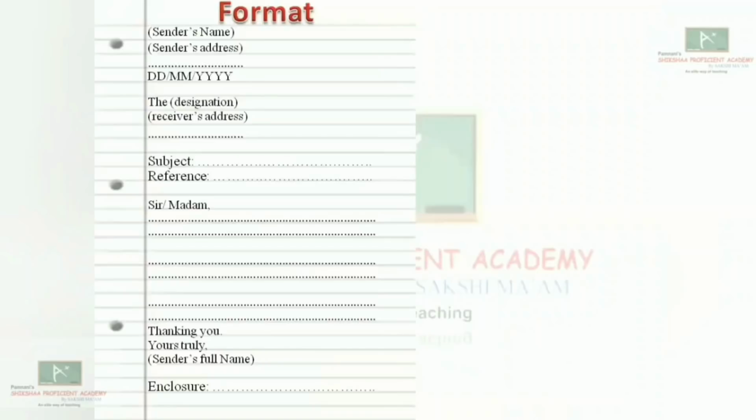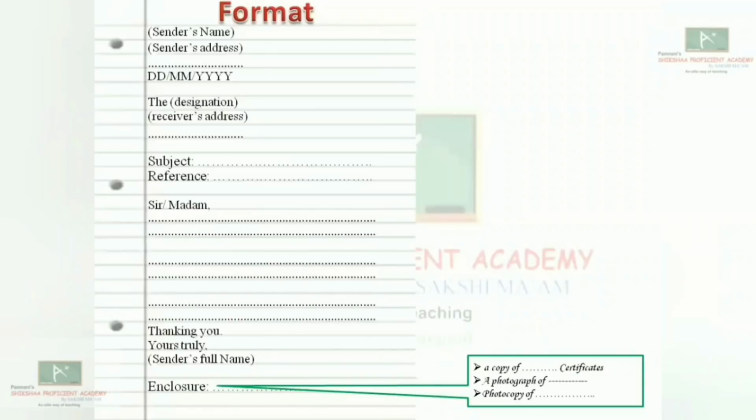Enclosures refer to the other documents you wish to attach along with your letter. For example, a copy of dash certificates, maybe your merit certificate, your passing certificate, or your caste certificate, a photograph of dash, a photocopy of dash. You may attach photocopies of different certificates, your courses. So when we apply for a job or when we need to attach some proofs or a CV, we mention enclosures, all the documents we have attached herewith.